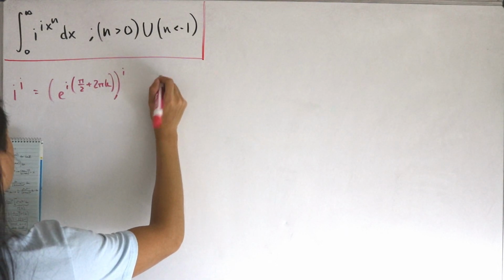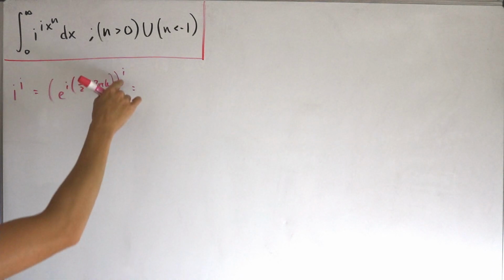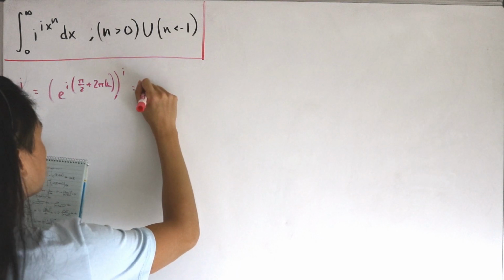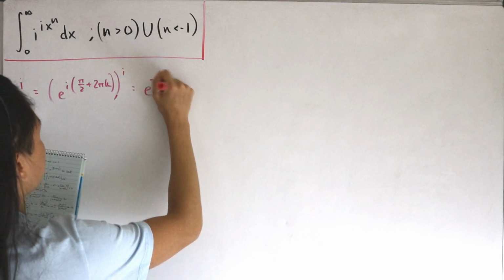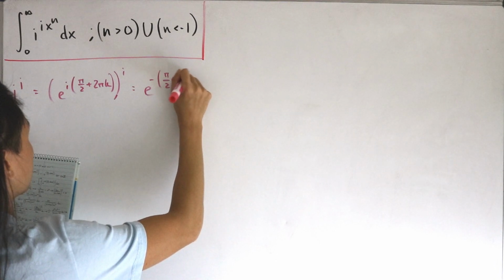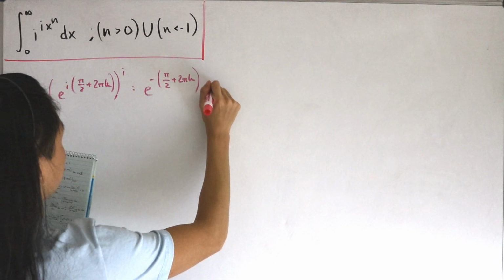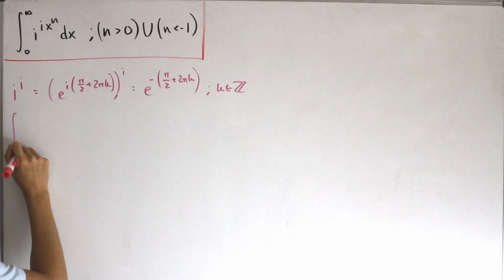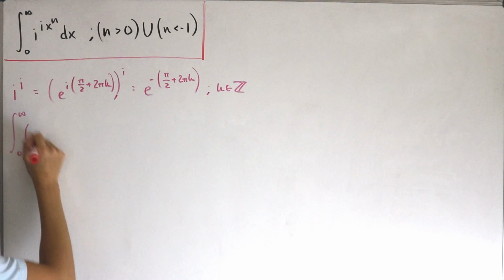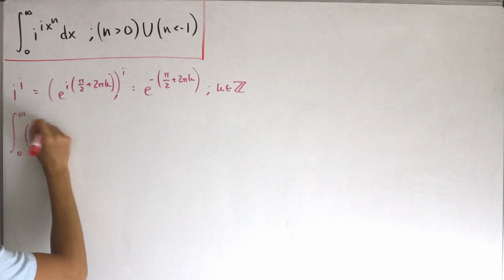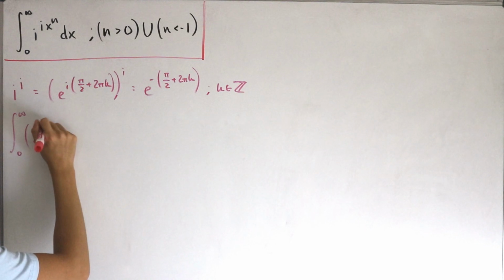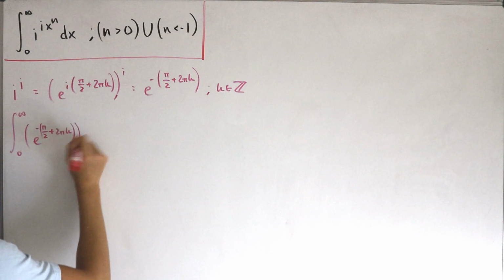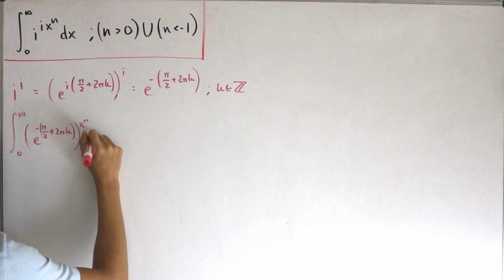Let me expand this out first. If I distribute the i back in, i squared we know is equal to -1, which is just e to the power negative, and I'll keep this in parentheses, pi divided by 2 plus 2 pi k, such that k is an integer. Now let's plug our substitution back in. So 0 to infinity of e to the negative pi divided by 2 plus 2 pi k, the parentheses over here, then raised to the power x to the power n, then dx.